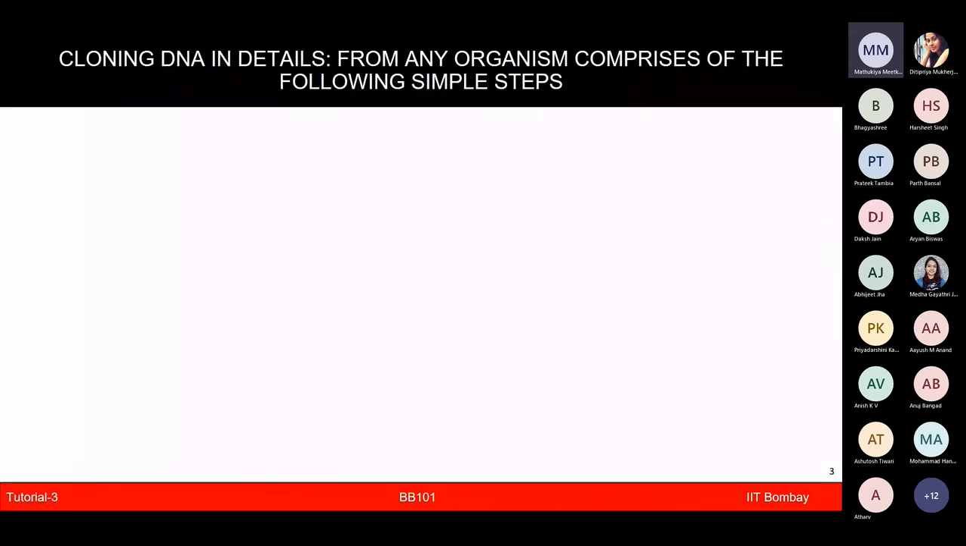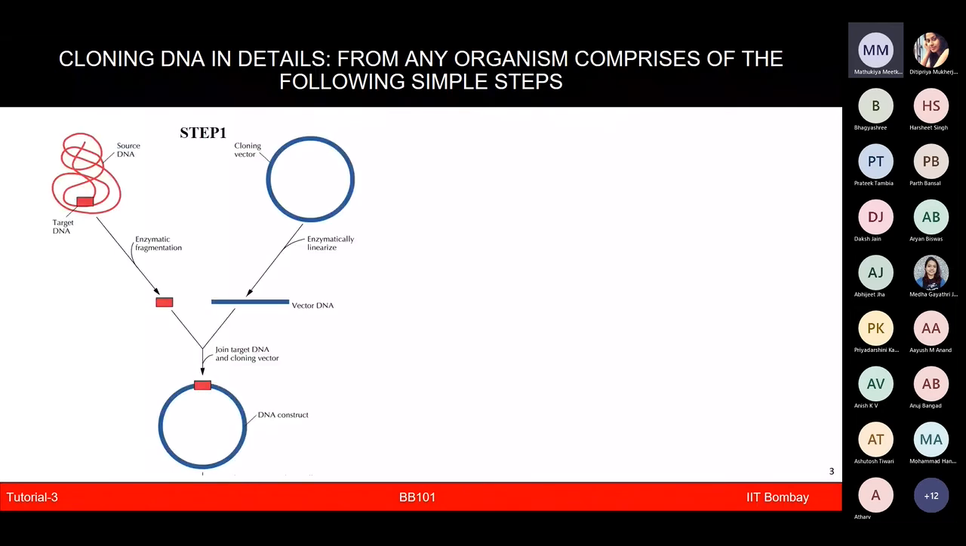So first, cloning DNA in detail. Basically, what do we want to clone here? We have a source DNA of which we want a particular target portion, obviously not the whole DNA. Then we use what? A cloning vector, which you can consider as a vehicle. We cut both of them to appropriately fit one into the other.